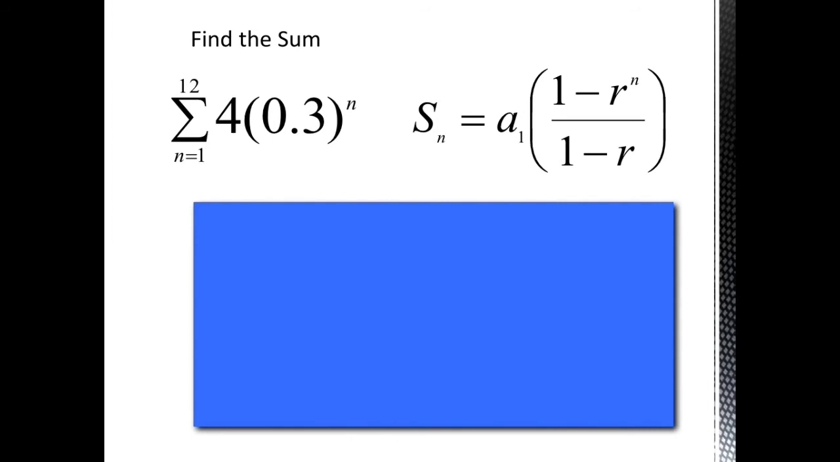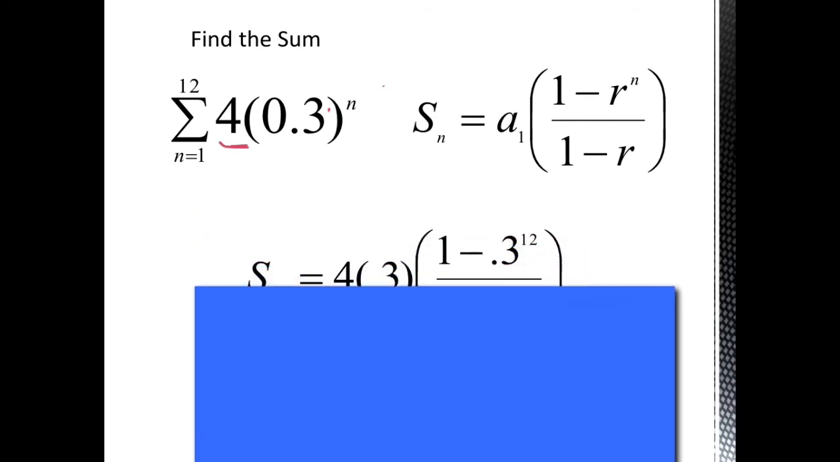Okay, let's see how you did. Now, I kind of set you up with a trick question here because if you look at our exponent, it's to the nth power, not our usual n minus 1. And what that means is we are going to have to actually find the first term. 4 is not the first term. We have to find it by plugging in a 1.